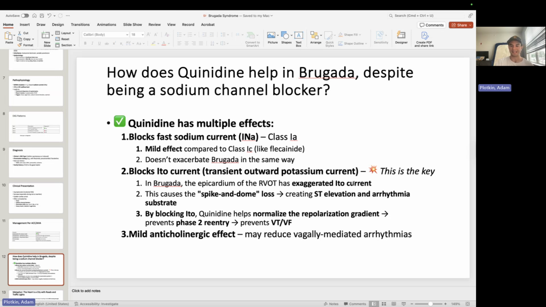All right, so it's this exaggerated Ito current that causes that spike and dome, like we see that coved T wave, and it creates that ST elevation and arrhythmia.